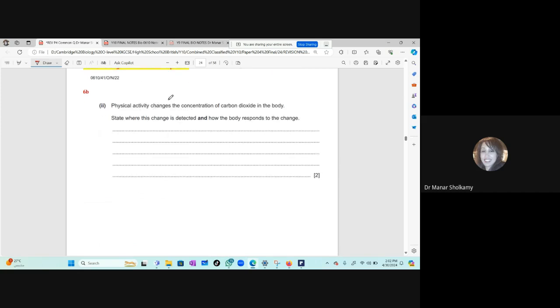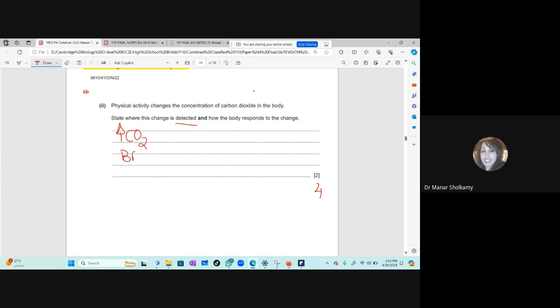Physical activity and how it affects the body. Physical activity changes concentration of carbon dioxide. State where this change is detected and how the body responds. This question can be out of 2 marks or 4 marks. That same question. Who will detect? The brain. Exactly. High carbon dioxide will be detected by the brain.